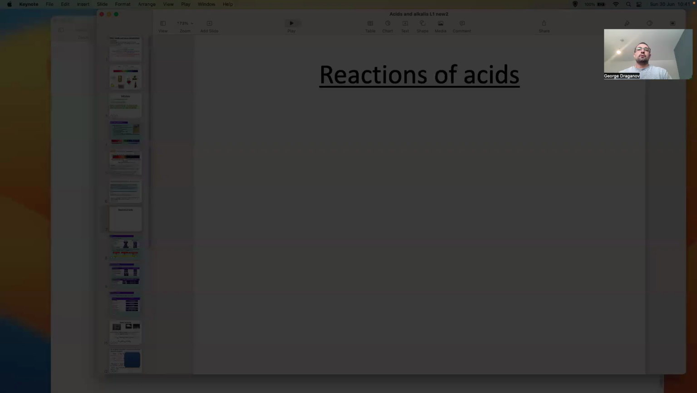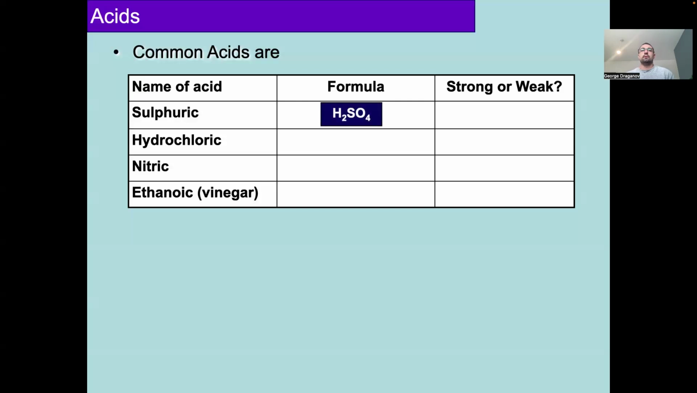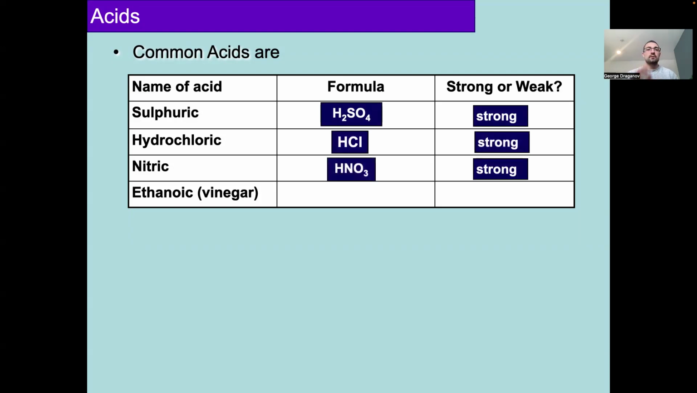Today's lesson, we're going to look at the reactions of acids and other different types of bases. But first, let's review the acids. These are the important acids you need to know. So H2SO4, sulfuric acid, hydrochloric acid, and nitric acid are your strong acids, and ethanoic acid is your weak acid. That'll come later in the organic course.